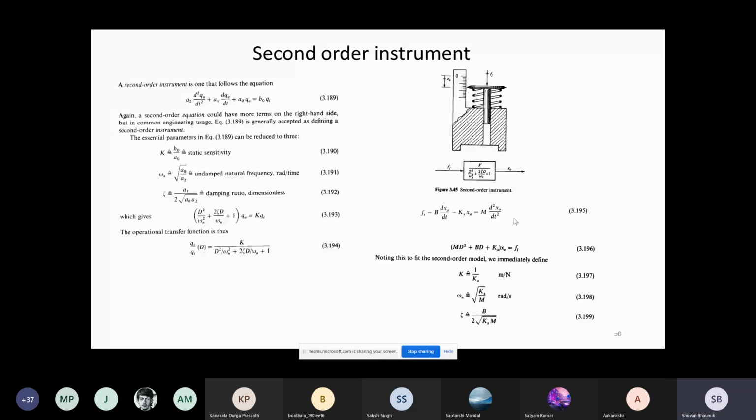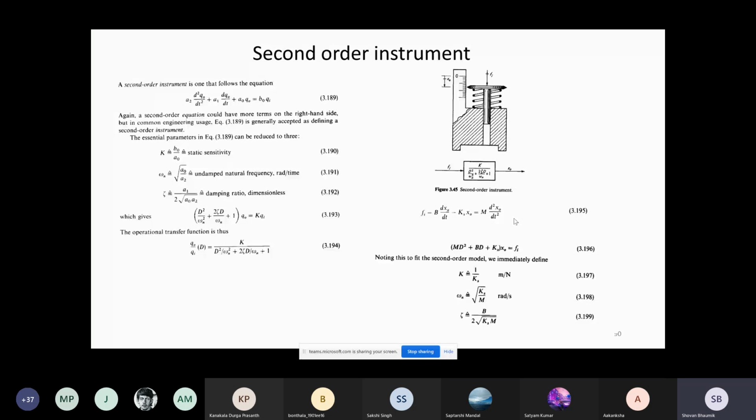From here you can write it properly. Your static gain will be equal to 1/Ks, because you need to divide both sides by Ks. Your omega n will be the square root of Ks/M, the way we defined it, and your zeta, the damping coefficient, will be B/(2 root Ks M). Ultimately your transfer function will become x0 equals Fi into omega n squared divided by s squared plus 2 zeta omega n s plus omega n squared.